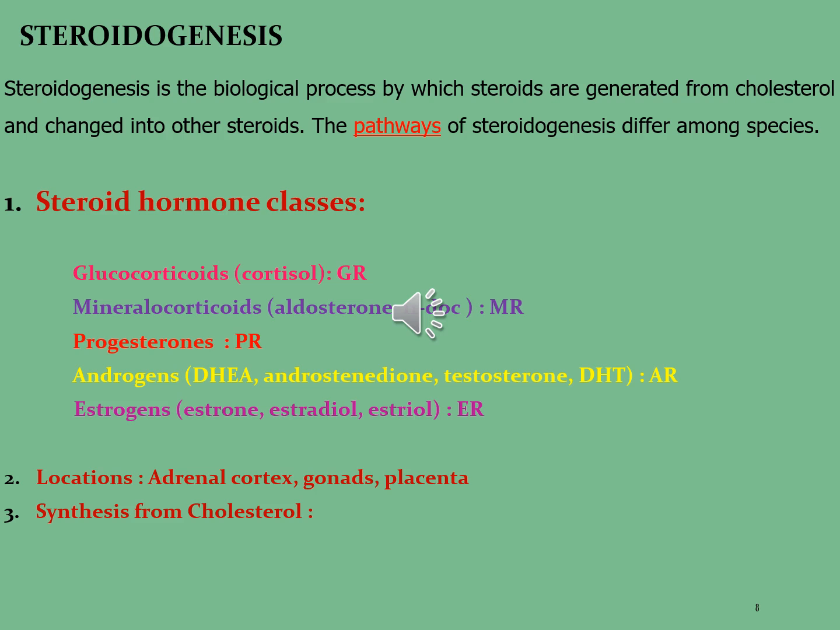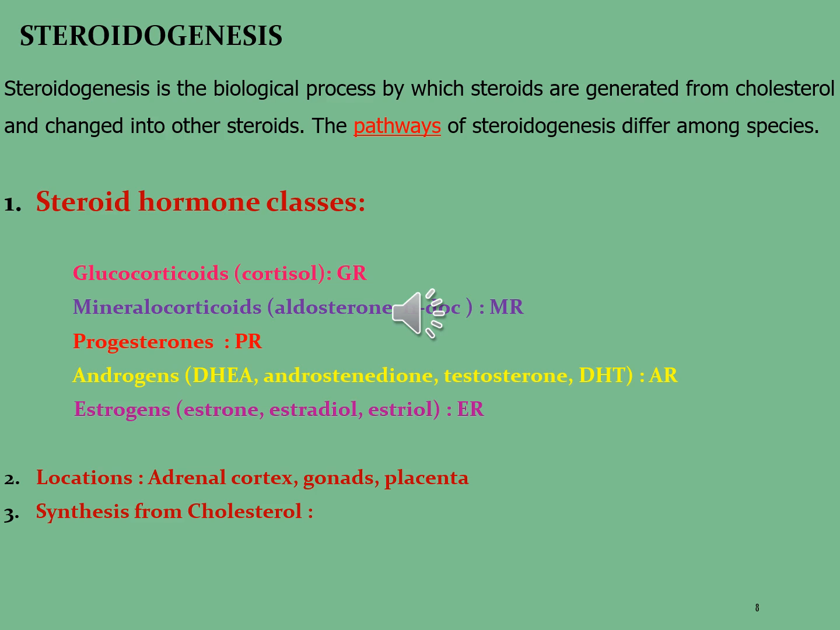The common examples of progesterones are progestins. The next one is androgens. The common examples of androgens are DHEA, androstenedione, testosterone, and dihydrotestosterone. It is represented by AR, meaning androgen receptor. The last one is estrogens. The common examples of estrogens are estrone, estradiol, and estriol. This is represented by ER.